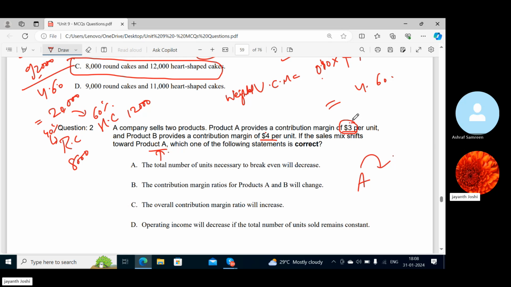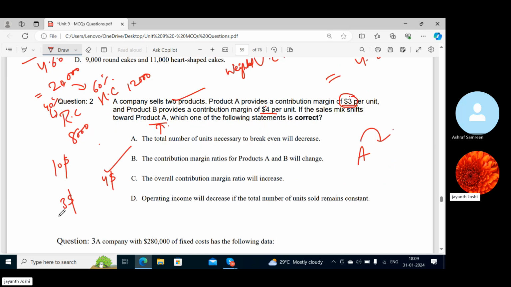The number of sales units remains constant. Overall contribution margin and operating income will decrease. Why? Because see what is going to happen. Let's say $10 is your selling price. The company sells two products. Product A is giving us $3 contribution and product B is giving us $4. So this is having more contribution, right? So what will happen if you don't have any interest cost or anything, this becomes your operating income. It is decreasing or not?